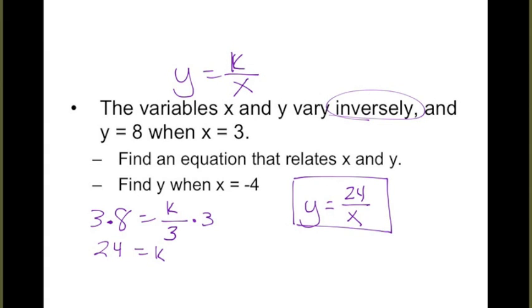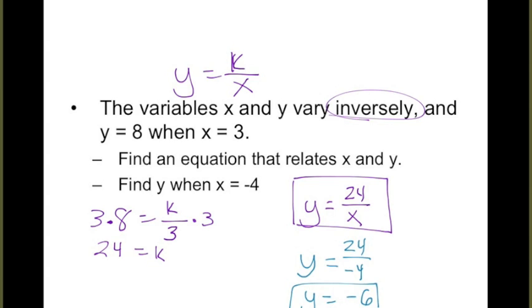Okay, so when you're asked for an equation that relates x and y, you need to make sure you got an equal sign in there. That's what makes it an equation. Relating x and y means x and y need to be there. Not numbers for them, but the variables x and y need to be there. And then we'll plug in the constant that we found worked out for the problem. The second part of the problem then says find y when x equals -4. So if this relationship holds, then I can plug in a -4 for x and find a value for y.